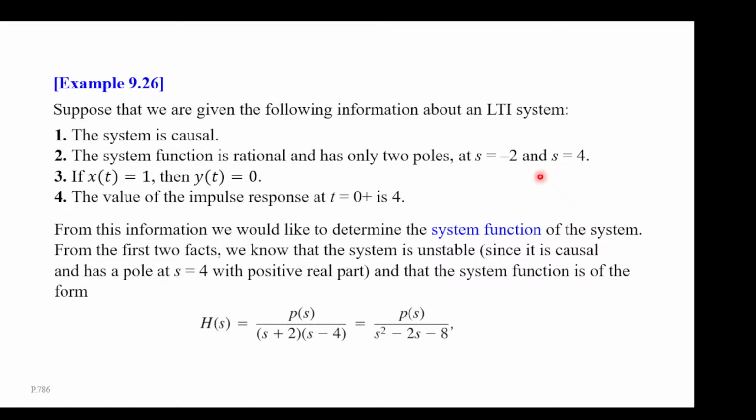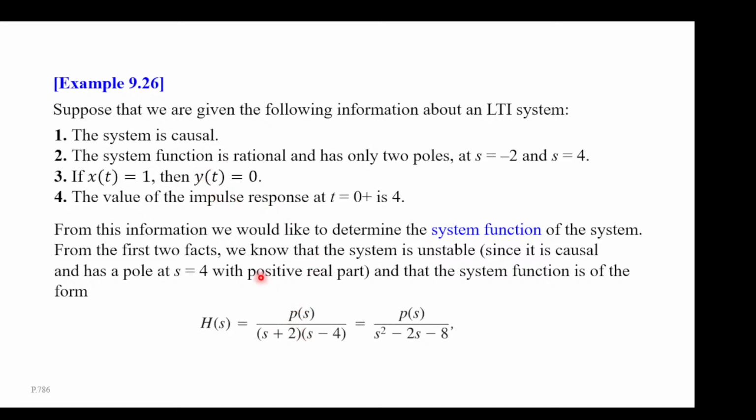Okay, so we want to determine the system function. From the first two facts, we know it's unstable, but that's really not what we want to know. The first one I want to use is the second one, which says the system function is rational. So we know it's some polynomial over another polynomial. And they also told you that it only has two poles, at s equal to -2 and s equal to 4. So from just these two poles, you know the lower polynomial must be s plus 2 times s minus 4.